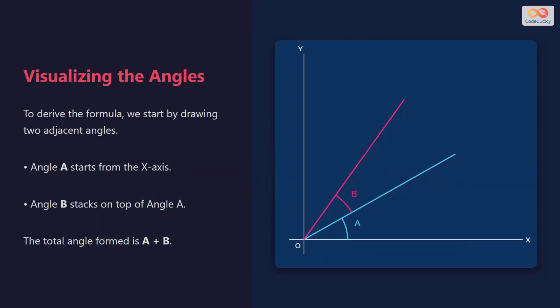To find the correct formula, we need to visualize it geometrically. Let's start with a unit circle approach. We draw angle A starting from the horizontal axis. Then, we stack angle B right on top of it. The total angle created from the start is A plus B.